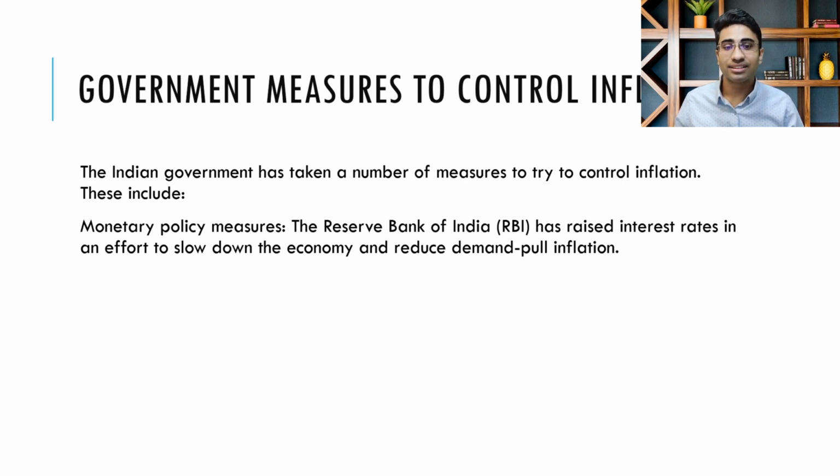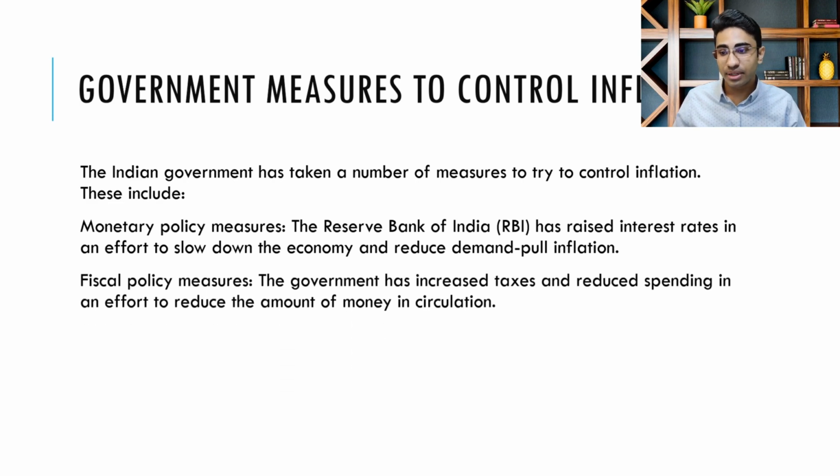The RBI has raised interest rates in an effort to slow down the economy and reduce demand pull inflation. So when RBI increases the interest rates, more people deposit their money into the banks. That means that the money in circulation reduces, the disposable income which is actually spent reduces, and hence the demand pull inflation, whereas the demand is higher than the supply, this does not happen and this is controlled.